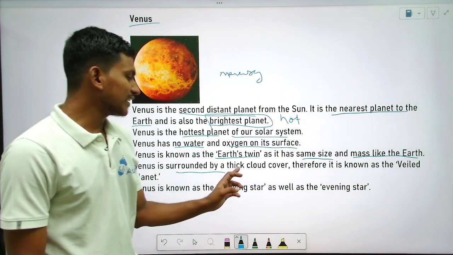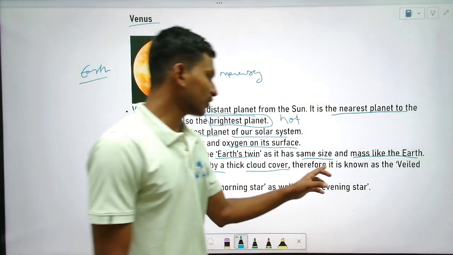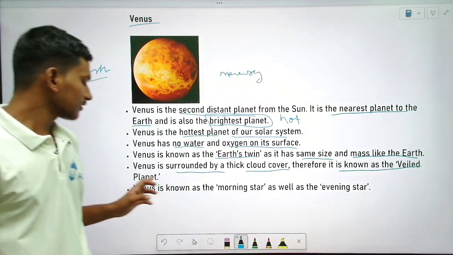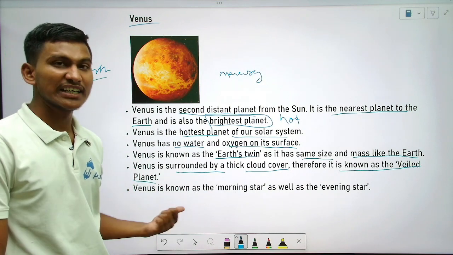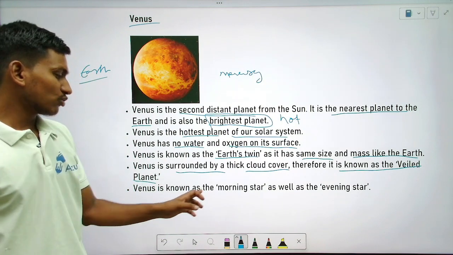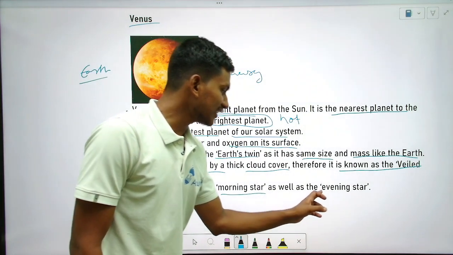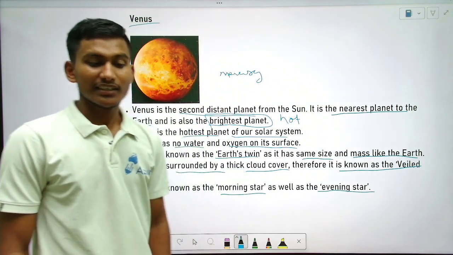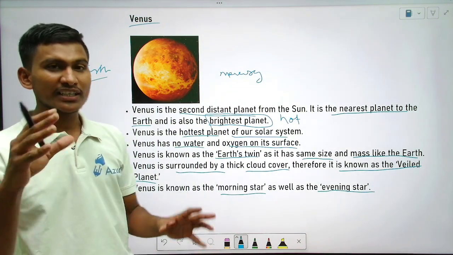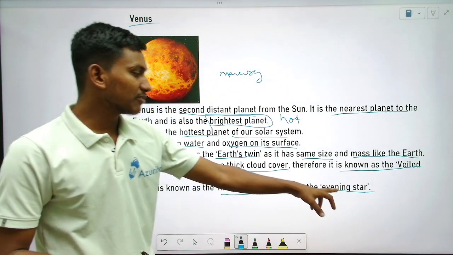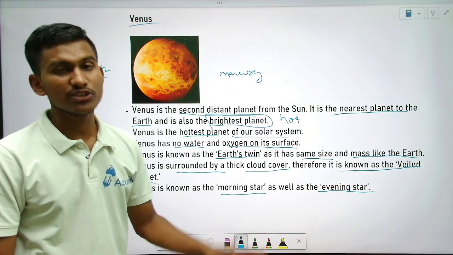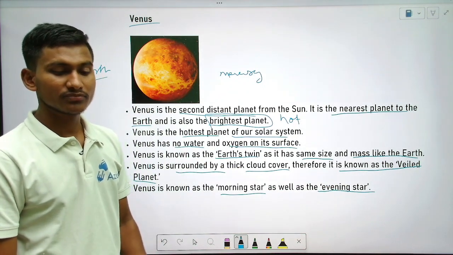Venus is surrounded by thick cloud cover, therefore it is known as the veiled planet. Venus is known as the morning star as well as the evening star. Why? It will be visible in the morning after the sunrise and before the sunset, that is in the evening. Okay, understood?